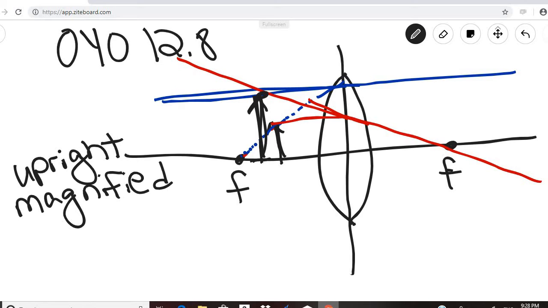And then lastly, we would say that it is a virtual image, because it was formed by lines that had to be extrapolated. And so now in this case, with a virtual image, what we see will appear to be on the same side as the object actually is on. Okay, so that is example 12.08.